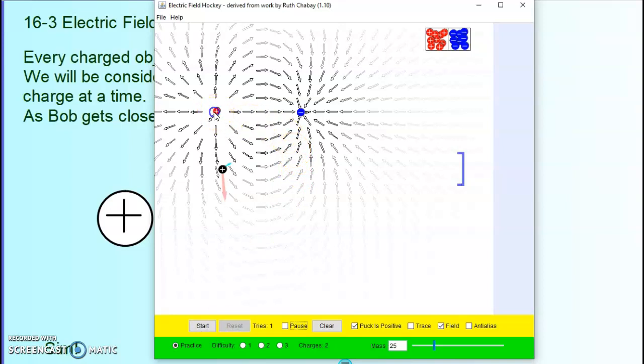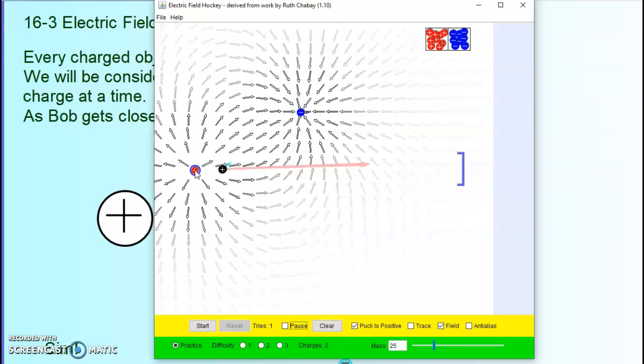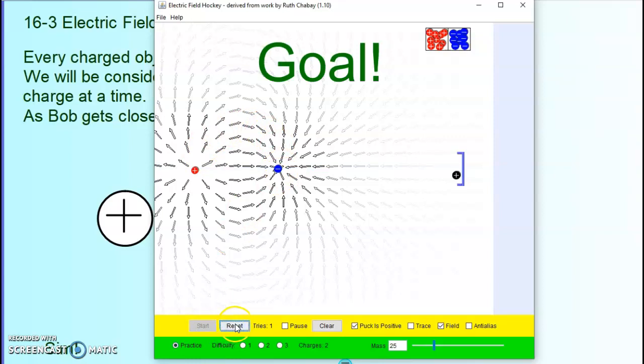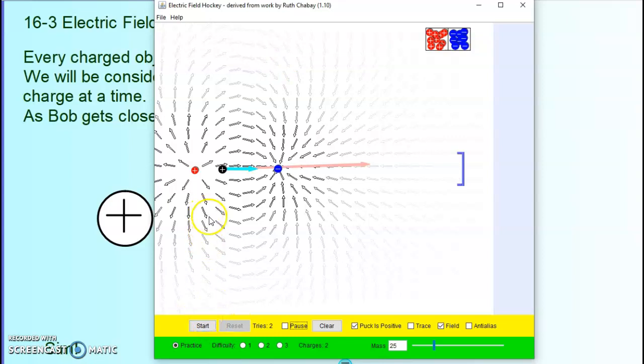And the only reason we're doing this is just to show how a charge behaves in an electric field. It's going to follow electric field lines. So this positive charge will follow the electric field line if we let it here. Start. Yay, we scored. How much fun is that? But that's just, I want you to visualize what electric fields look like.